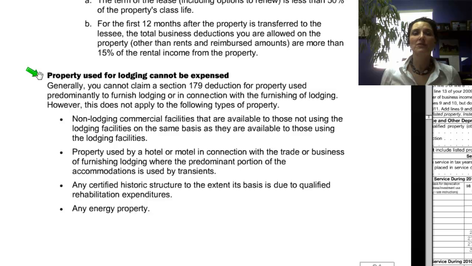Also, caution, property used for lodging cannot be expensed. Generally, you cannot claim a Section 179 deduction for property used predominantly to furnish lodging or in connection with the furnishing of lodging. However, this does not apply to the following types of property: non-lodging commercial facilities that are available to those not using the lodging facilities on the same basis as they are available to those using the lodging facilities. Property used by a hotel or motel in connection with the trade or business of furnishing lodging, where the predominant portion of the accommodation is used by transients. Any certified historic structure, to the extent its basis is due to qualified rehabilitation expenditures, and any energy property.